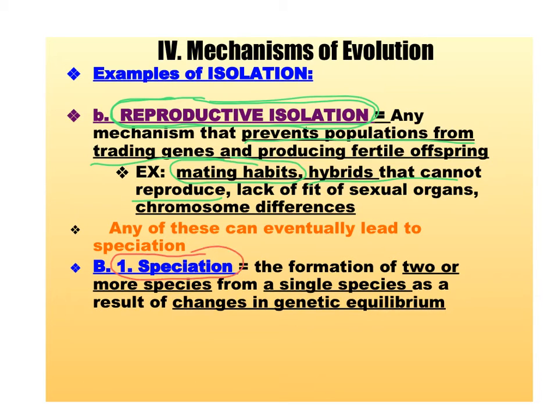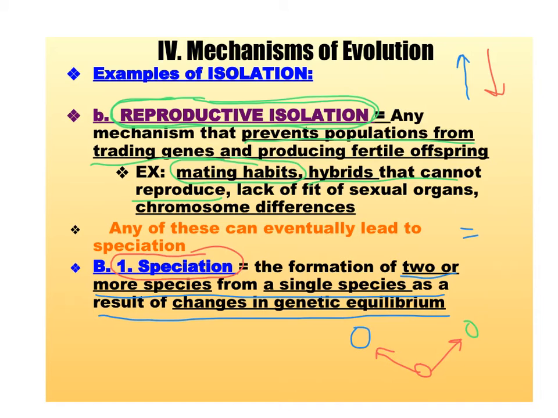Speciation. It's basically the process of making new species. You start with one species, and they branch off, maybe through geographic isolation or whatever, and they end up turning into two separate species. So it's the formation of two or more species from a single species, and that results because of changes in genetic equilibrium. Remember, genetic equilibrium doesn't mean that it's totally equal. Changes in genetic equilibrium means that certain alleles become more common and other alleles become less common, usually due to natural selection. And that can lead to speciation, or the formation of two or more species.